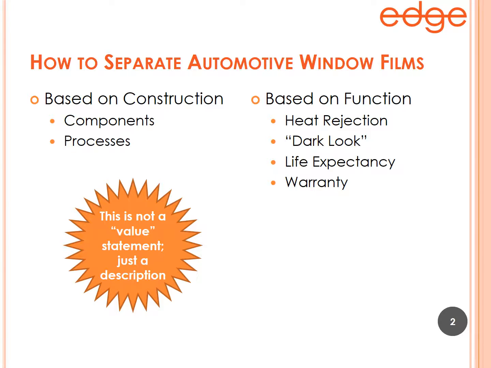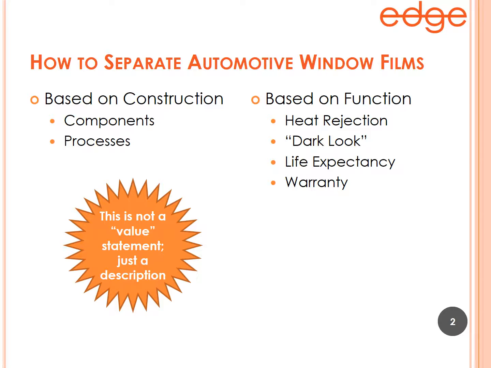As you consider the ways in which you can separate automotive window film types, there certainly are more than these, but let's discuss the way we're going to use, and that is based on construction. What are the components? What are the processes? How are window films built, created to be different? Now, certainly we could also separate on various function differences. Some films have better heat rejection than others. We could separate based on significant heat rejection and insignificant heat rejection.